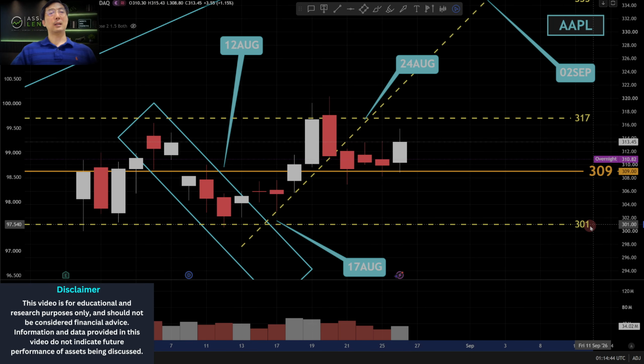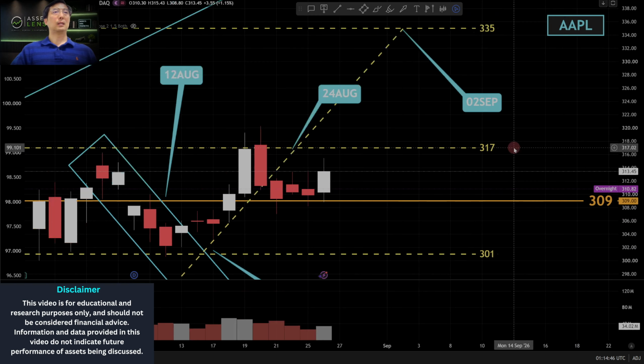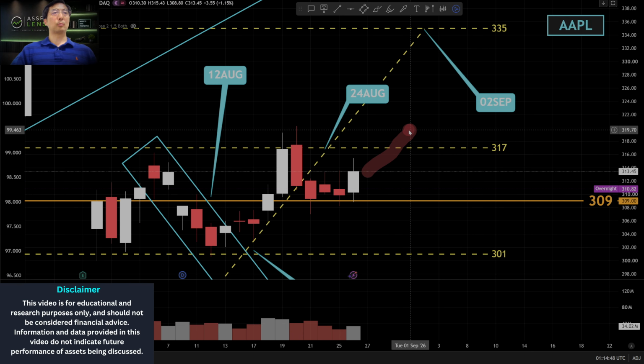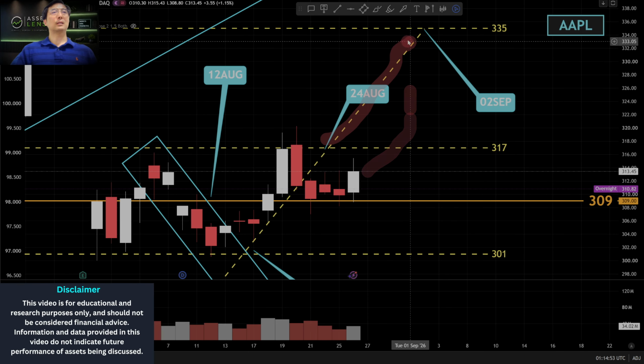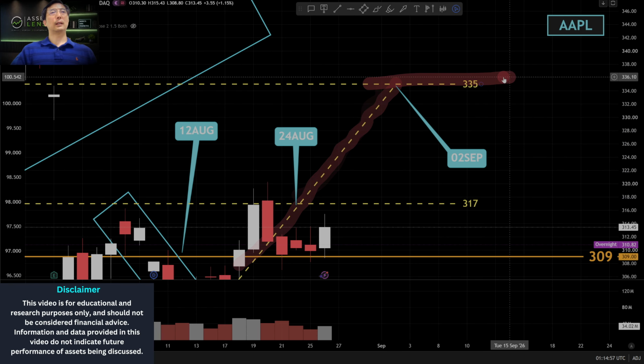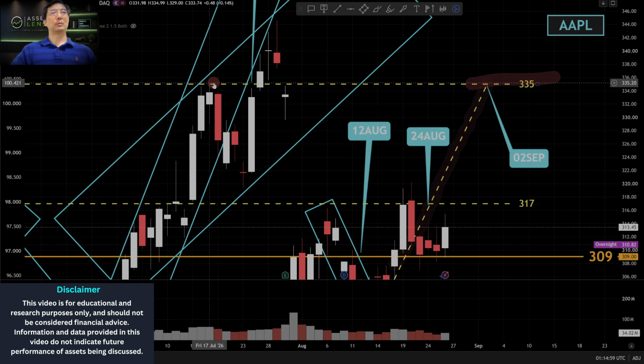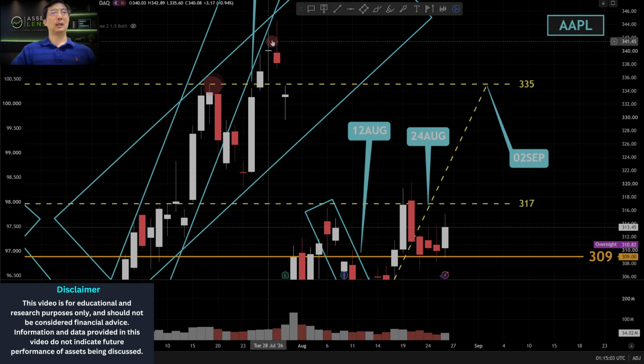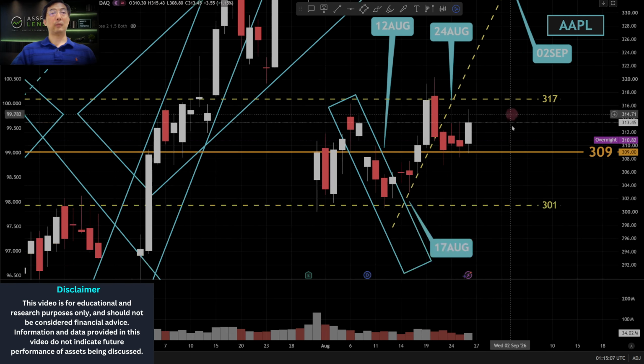And you can see if the bulls manage to push over the 317, there are two resistance lines over here. One is the previous uptrend support. The other is this 335 that was set by this first peak in mid-July before it reached the all-time high in late of the month.